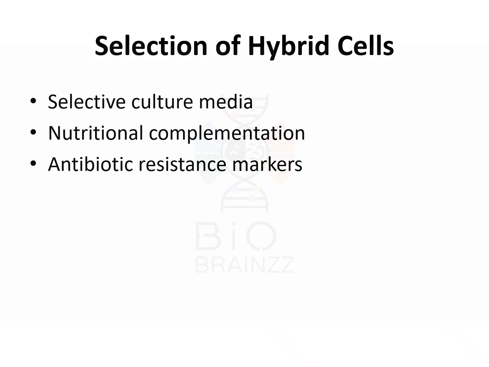Antibiotic resistance markers are also commonly used. Only cells containing genes from both parents survive under selective conditions. This step ensures that the regenerated plant originates from true hybrid cells rather than parental contaminants.